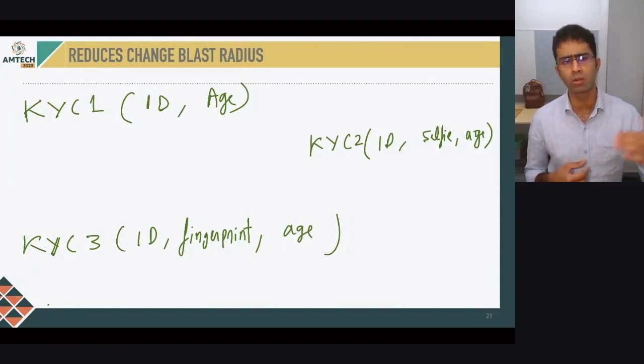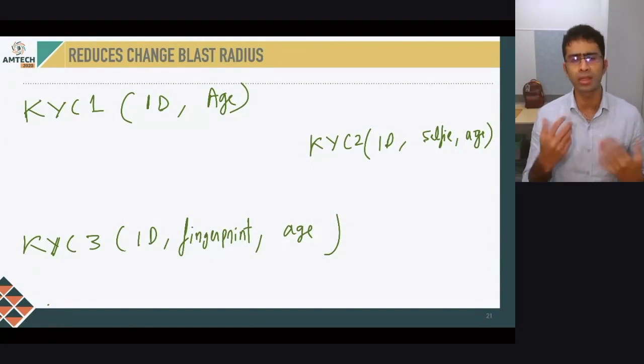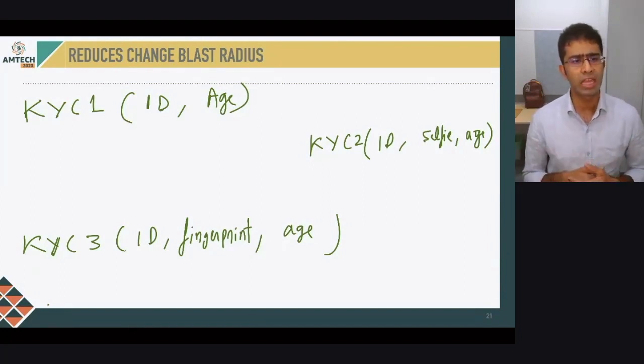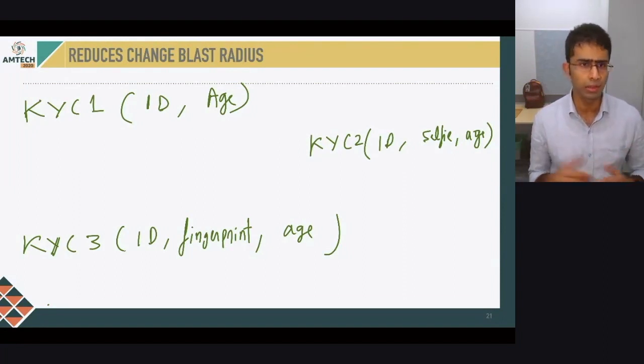Let's say you had 3 KYC requirements: KYC 1, KYC 2, and KYC 3. In KYC 1, you're just collecting an ID document and age. In KYC 2, you take an ID document, a selfie, and age. And in KYC 3, you take an ID, a fingerprint, and an age. So these are 3 separate KYC requirements, and they look like different requirements.